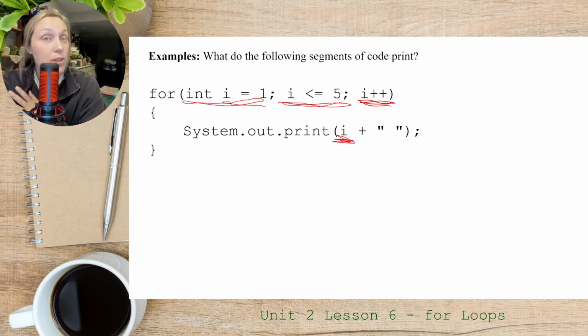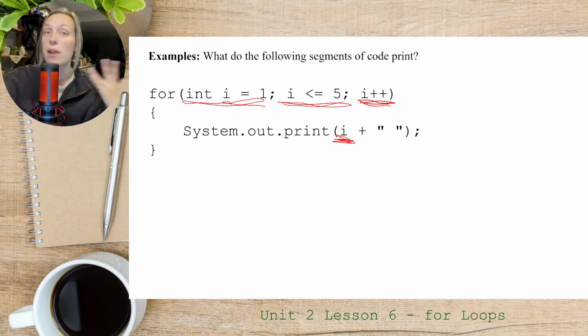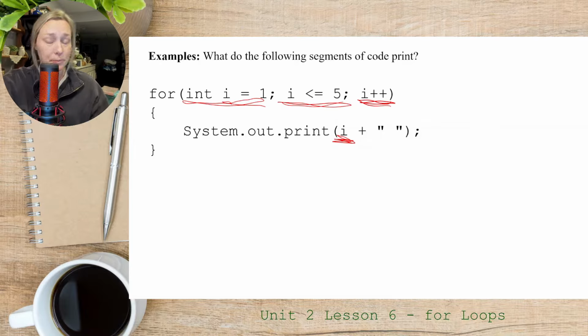Now, you don't have to use I in the statements. The statements are whatever you want to be run while the condition is true. But in this example, I am going to use I as a variable in our statements as well. So that's one of the reasons why it's usually a single letter. It's because we use it quite often.